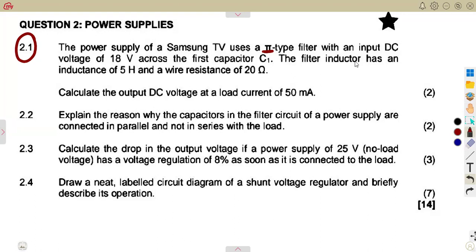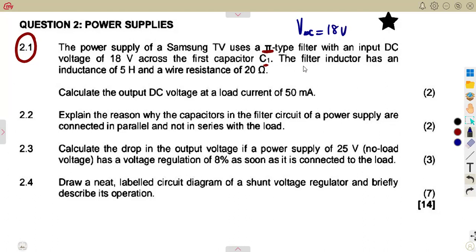And you are given the input DC of 18 volts across the first capacitor. Okay, that is across the first capacitor, meaning to say we are given VDC across. Remember your normal presentation. There's an inductor, so we're talking about an LC pi filter in that case. But at the first capacitor, the DC is just going to be VDC like that. This is the one that you're given as 18 volts.